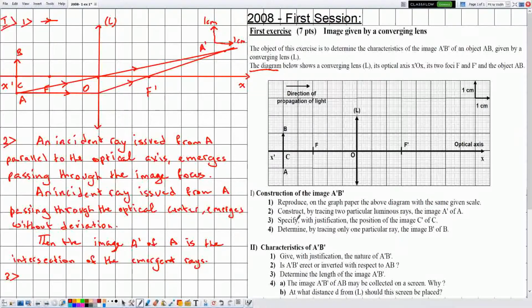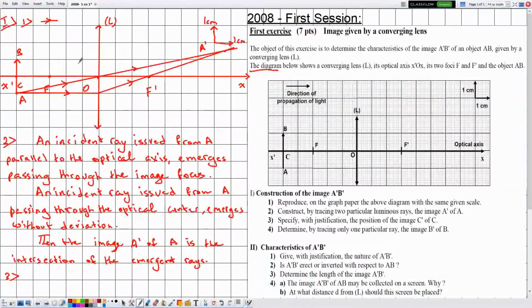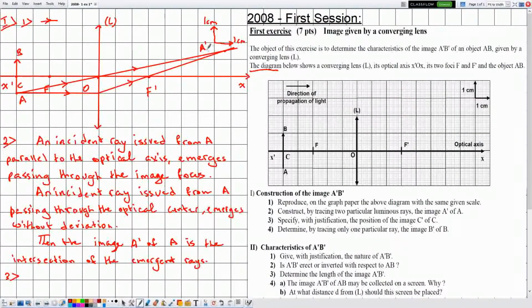Now in part 3 they are telling me specify with the justification the image C prime of C. Specify with the justification means that I need to trace and justify. Here C represents the foot perpendicular of A on the optical axis. Therefore also here C prime will represent the foot perpendicular of A prime on the optical axis. This is A prime and this will be C prime.